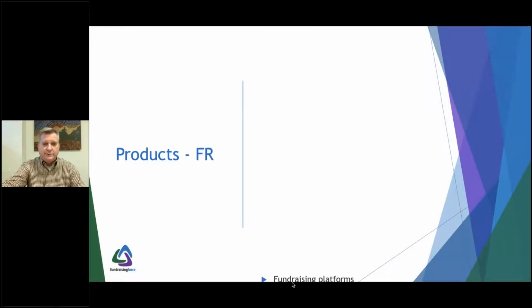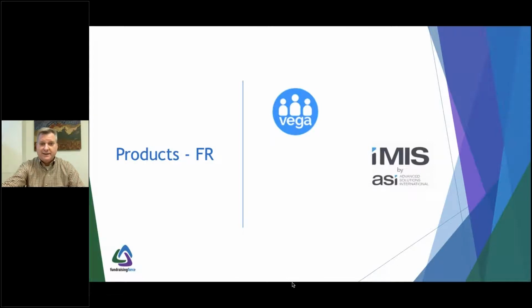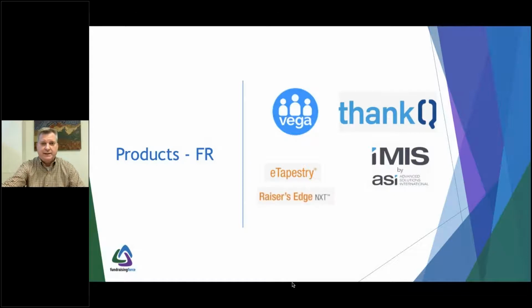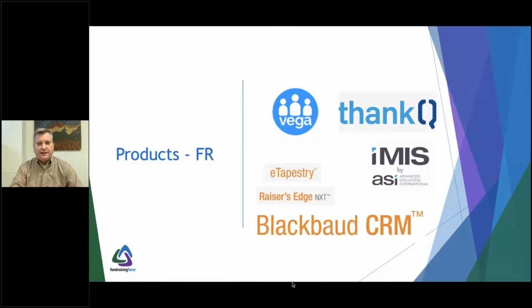Let's look at the first bucket, which is that bucket of fundraising platforms. So in that space, we find iMIS, a product by ASI. We find a product out of New Zealand called Vega. We find a product called Thank You. And then we have the Blackbaud products, so eTapestry, The Raiser's Edge, and Blackbaud CRM. So those are the products that fit in that fundraising platform.